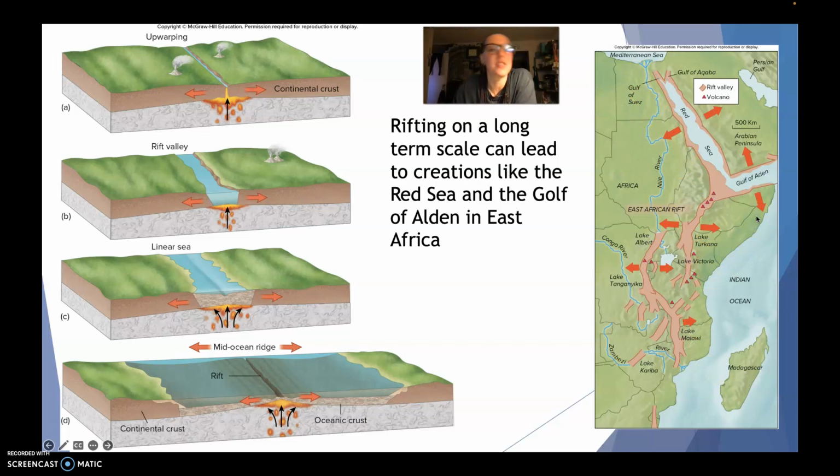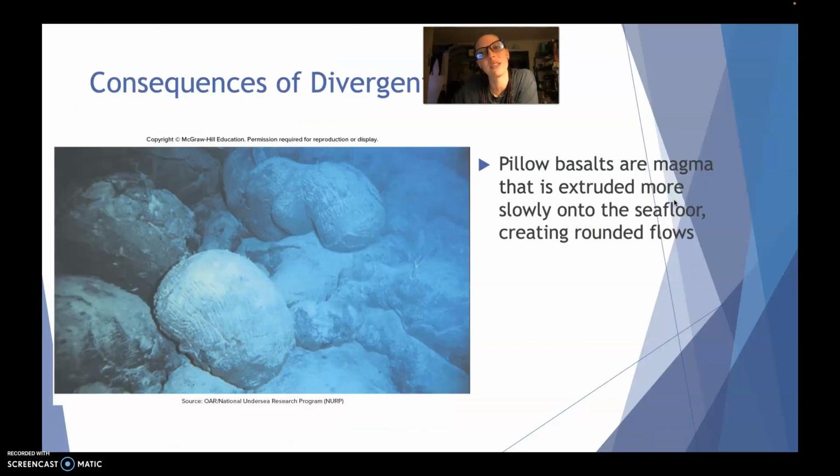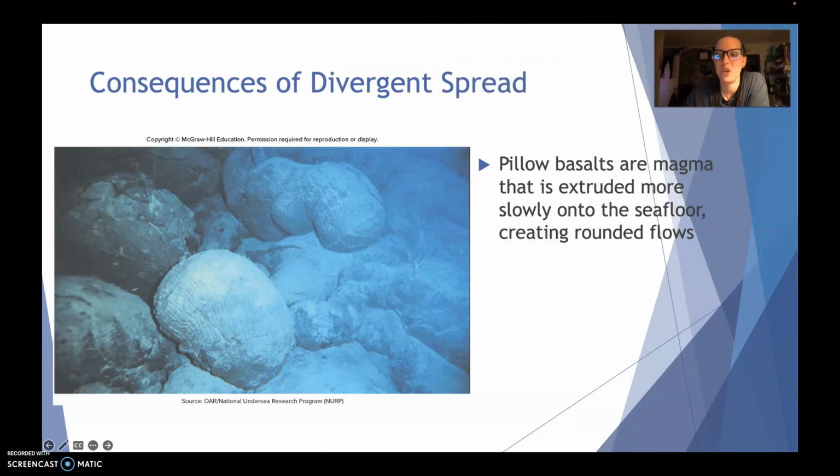Some really interesting consequences of divergent spread underwater and closer to the mid-ocean ridge is something called pillow basalts. And this is a type of rock feature that we see underwater. It's basically magma that's slowly oozing out of this spread region. And it looks very similar to weird looking pillows. So it's kind of weird, kind of interesting though, I think.